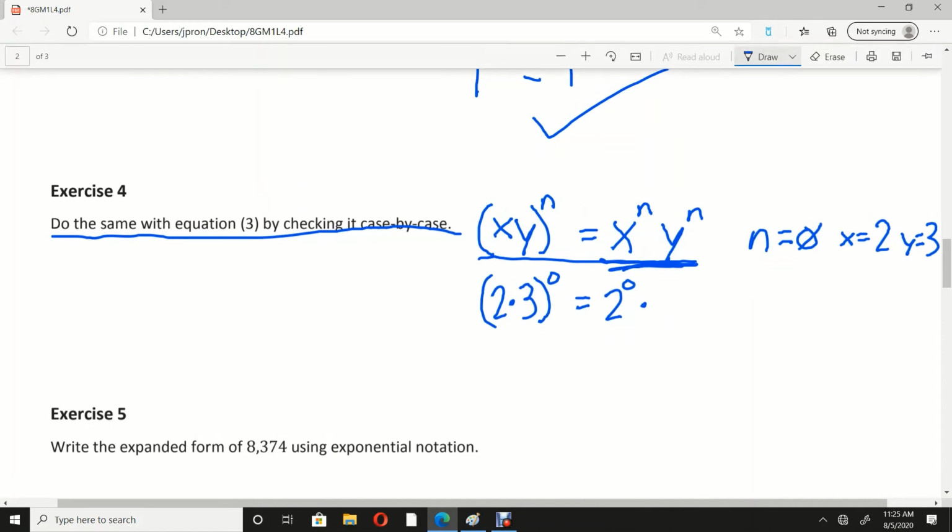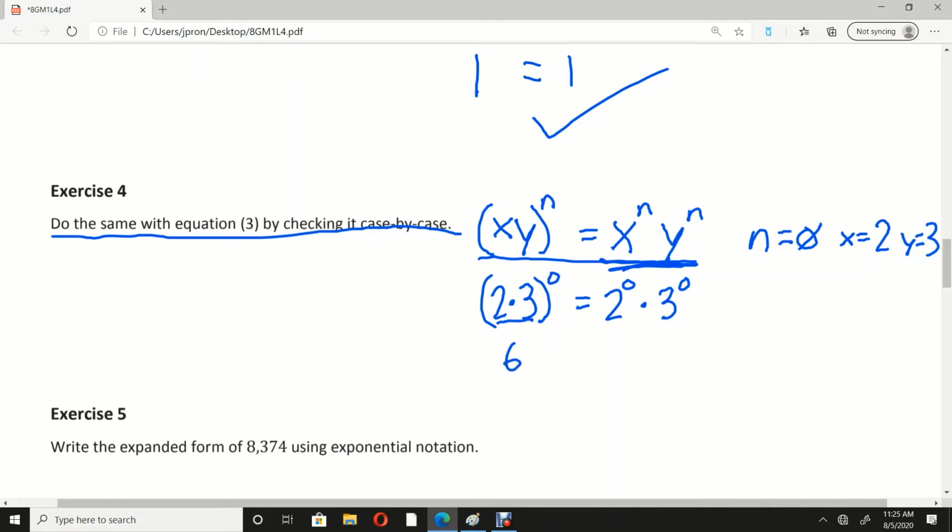Oh my God. 3 to the 0th power. All right, so let's work these out and see if that's the case, if these things are actually still equal. So here we have in parentheses 2 times 3, 6 to the 0th power. Anything to the 0th power is 1. So this is equal to 1.